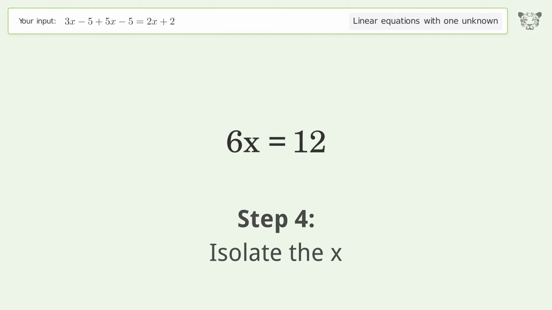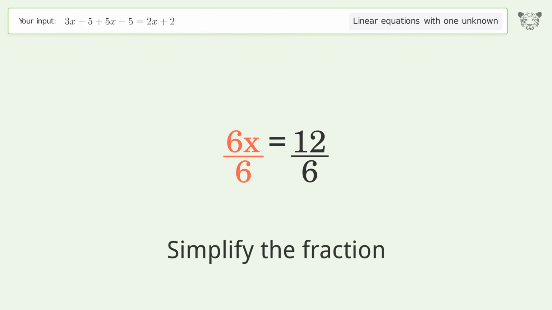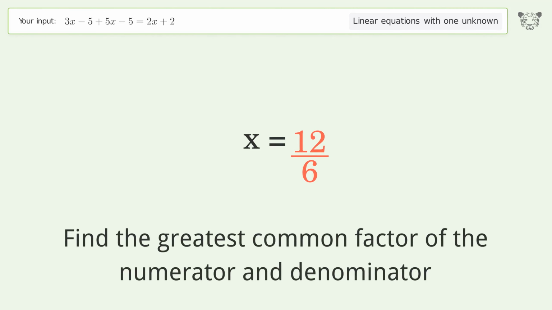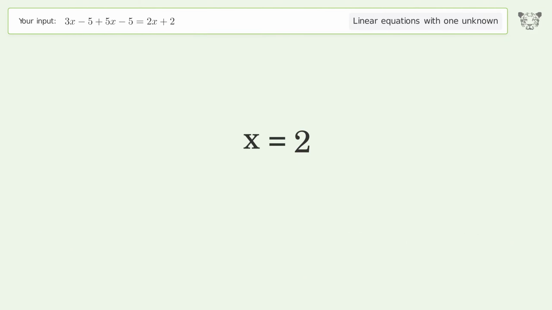Isolate the x. Divide both sides by 6. Simplify the fraction. Find the greatest common factor of the numerator and denominator. Factor out and cancel the greatest common factor. And so the final result is x equals 2.